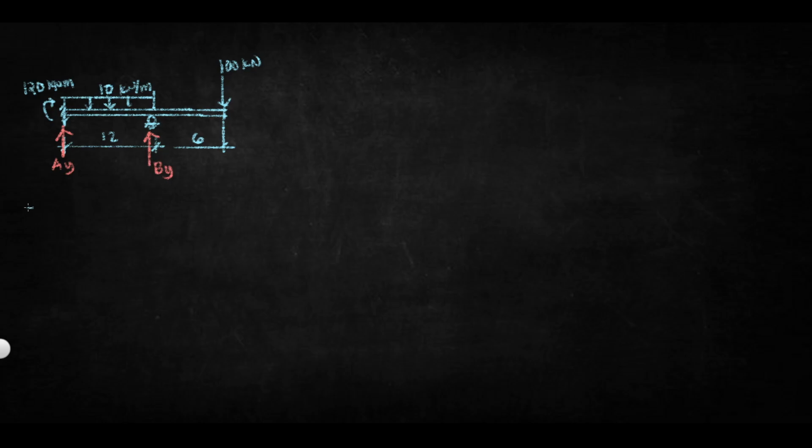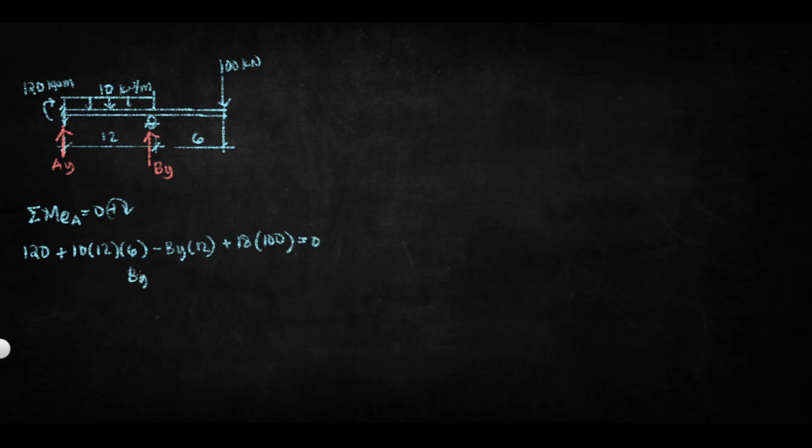Okay, so to solve AY, mag-moment tayo. BY muna. At point A, which is equal to 0, positive clockwise. So, BY ang isosolve muna natin. So, we have 120 yung moment sa A, plus 10 times 12 times 6, and we have minus BY times 12 and plus 18 times 100, at 18, 12 plus 6, times 100, which is equal to 0. So what is BY now? Using that, we have 120 plus 10 times 12 times 6, minus BY times 12 plus 18 times 100. We have BY is equal to 220 kilonewton.